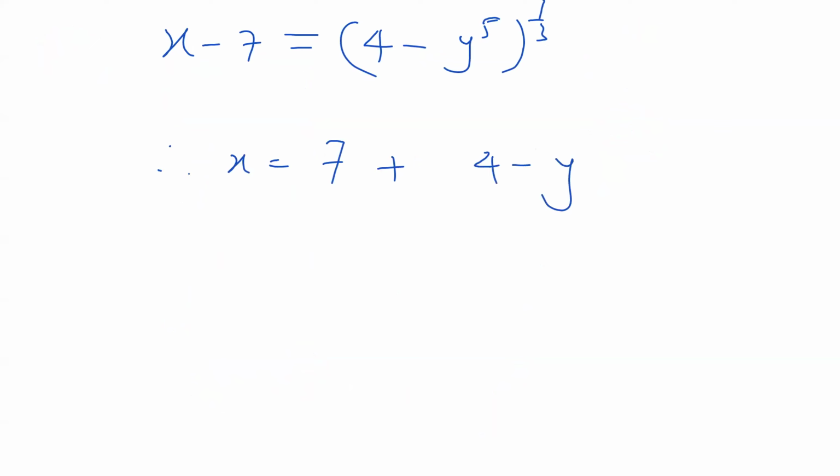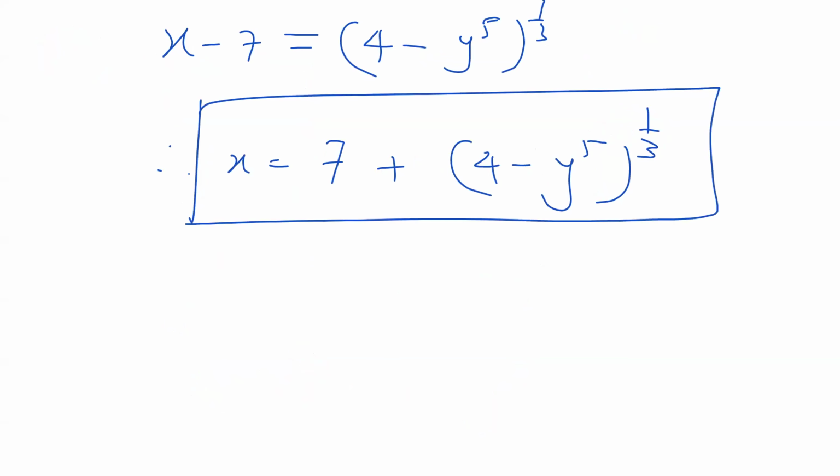So x minus 7 is equal to (4 minus y) raised to 5, cube root is 1 by 3. Therefore, x is equal to 7 plus (4 minus y raised to 5) raised to 1 by 3. This is x in terms of y. So step number 1 is to find out x in terms of y.